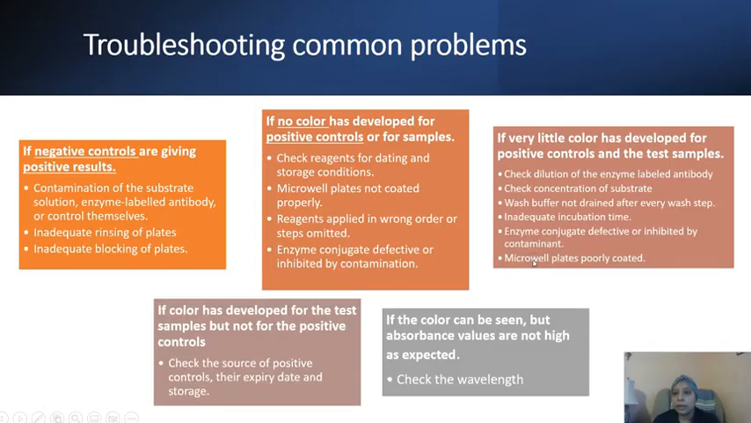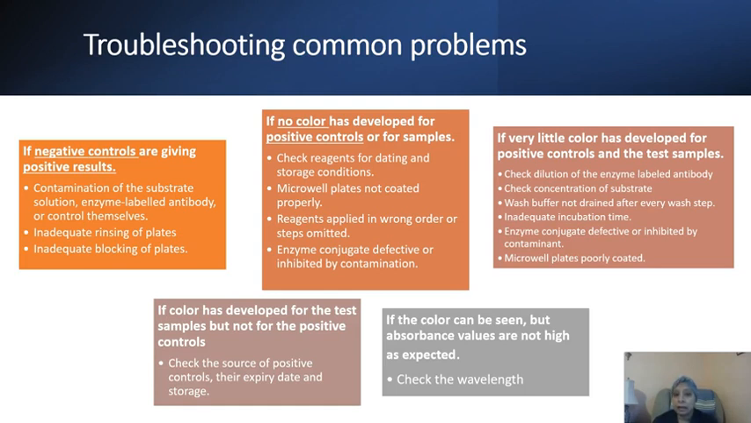So some troubleshooting problems that can happen. If your negative control, so if you had no protein present, is giving a positive result, the most likely cause of that is going to be contamination of your substrate solution, or maybe you didn't block your plates. Similar to Western, you have to block plates in between to remove any background noise. If that isn't done, or if you were in a hurry and didn't wash your wells very well with appropriate buffers, that could also cause negative controls to give some positive results.